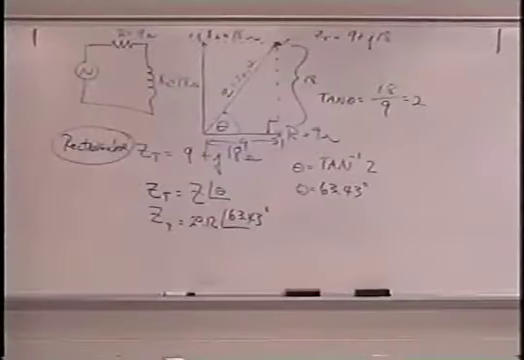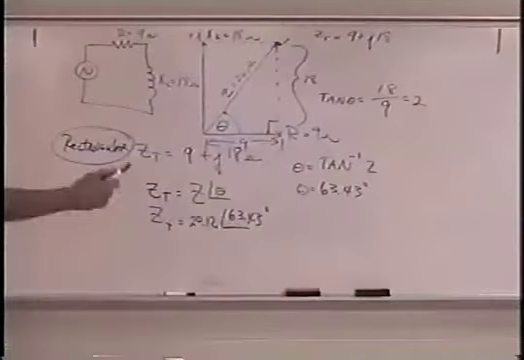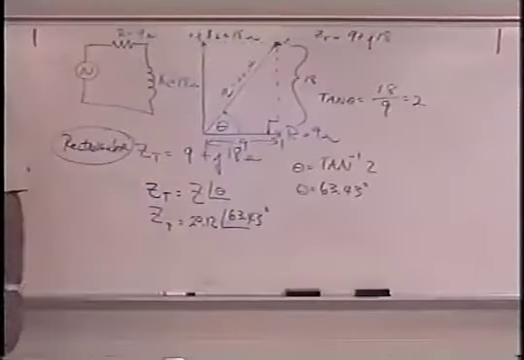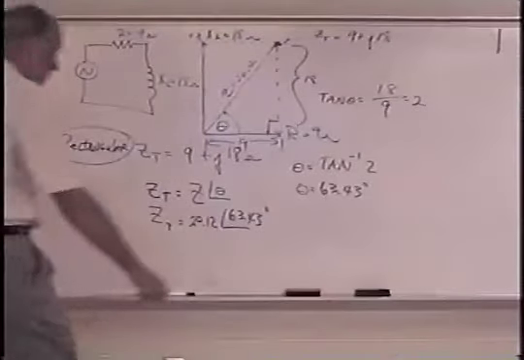Now, that was a rectangular to polar conversion. What if we started out and for some reason we already had the polar form? What would you do to convert back?